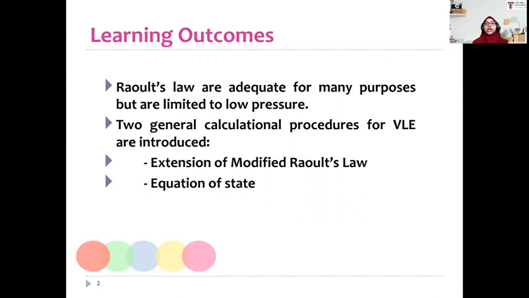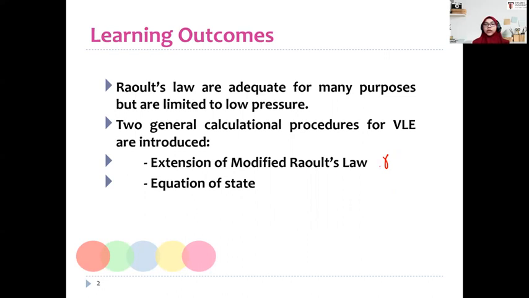Okay, Raoult's law is adequate for many purposes, but it has a limitation: it operates only at low pressure. To overcome this limitation, or to apply the solution in the real condition, especially the non-ideal condition, we have introduced the modified Raoult's law, by introducing the activity coefficient into the system. The activity coefficient is the property that can differentiate between the ideal and non-ideal solution by introducing the interaction among the species in the system.